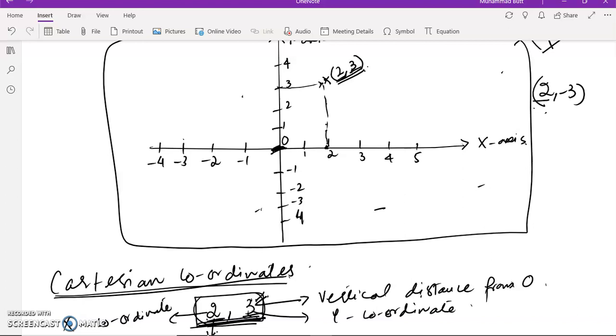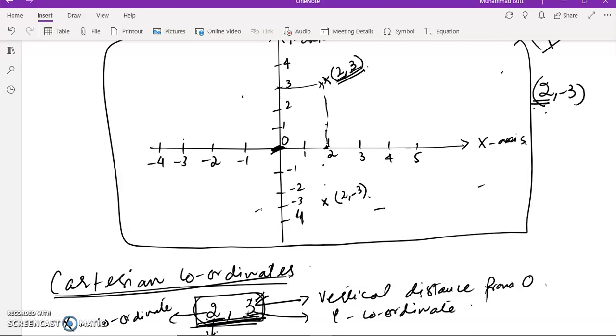We know that first of all we are going to measure the horizontal distance from O, that is 2 units towards right, and then 3 units down. Instead of moving upward, we are going to move 3 units down, 1, 2 and 3 over here. This is 2 and minus 3.